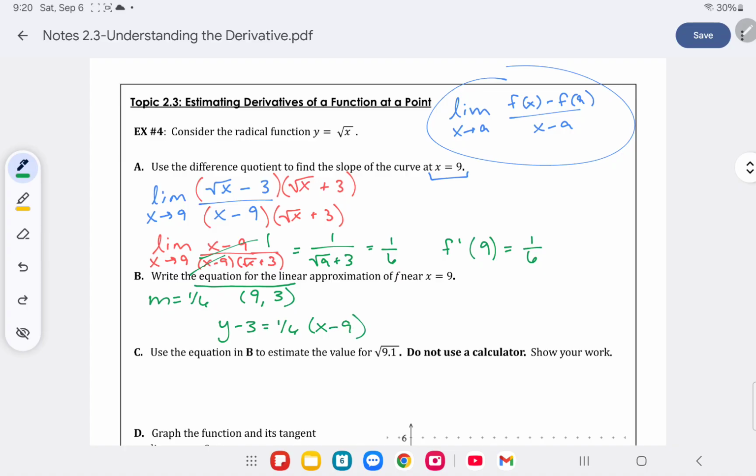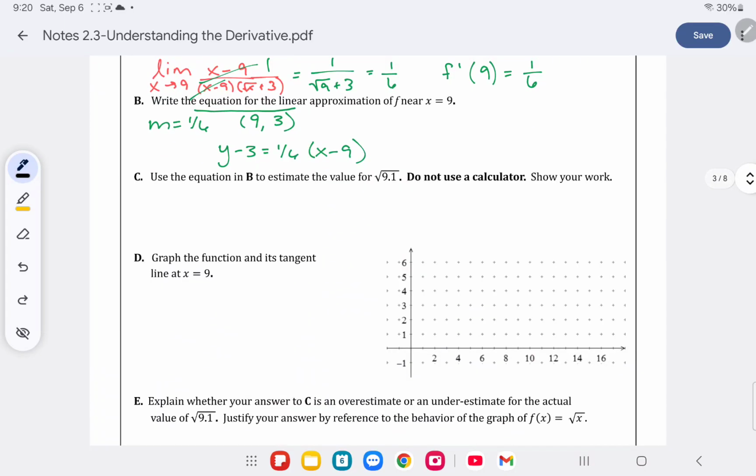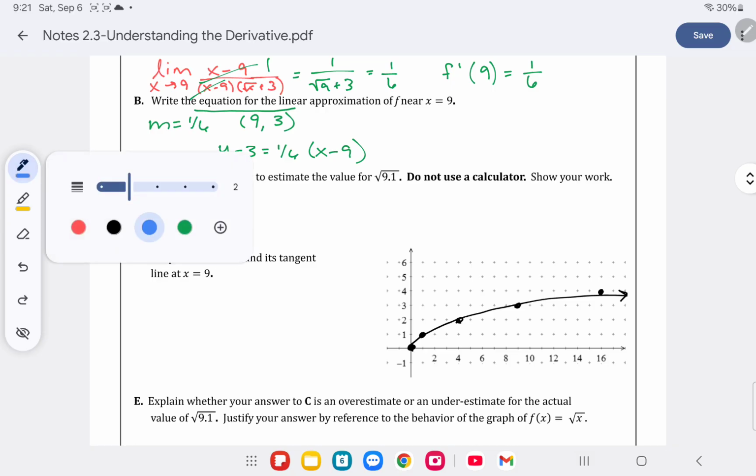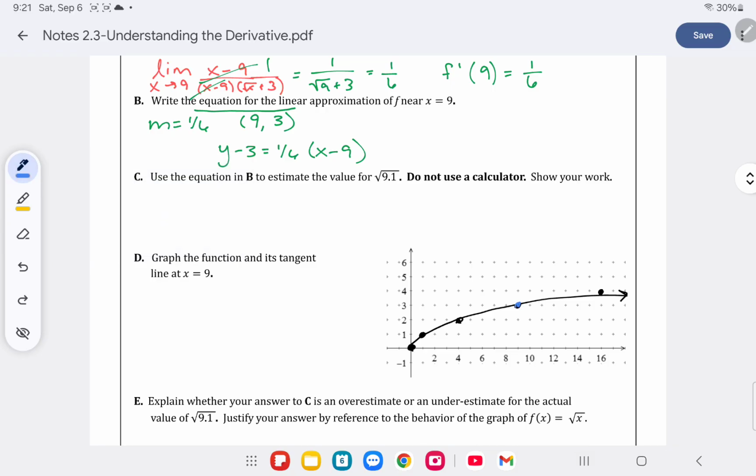So if we use that equation, let's draw what's happening here. Actually, we graphed the function on the next one, so let me do that first so you can see what's happening. Square root of x is our function. We've got the points 0, 0; 1, 1; 4, 2; 9, 3; and 16, 4. There's our square root function. And we're looking at 9 specifically.